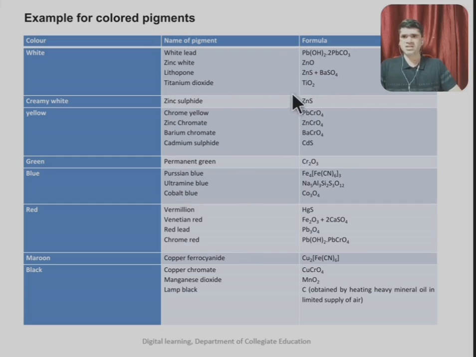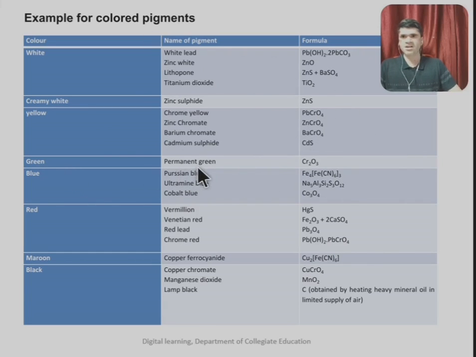Titanium dioxide is a white color powder which can be used as pigment. And these are white color paints. Similarly, we can find creamy white, that is zinc sulfide, which is used for creamy white color. And for yellow color, chrome yellow, zinc chromate, barium chromate, cadmium sulfide, all these are yellow color. These are inorganic substances, these are inorganic pigments.